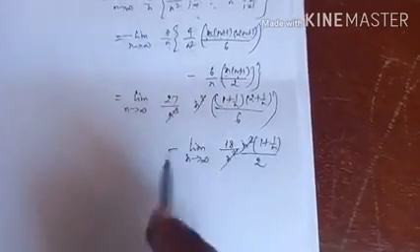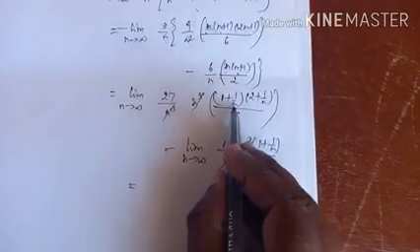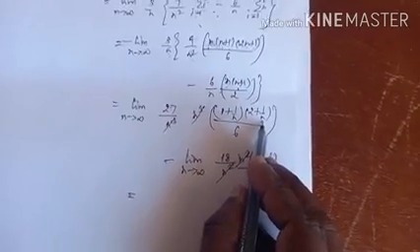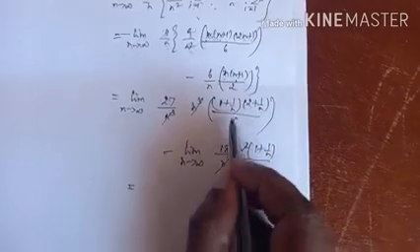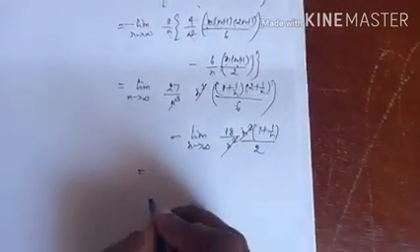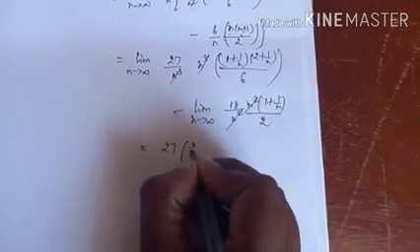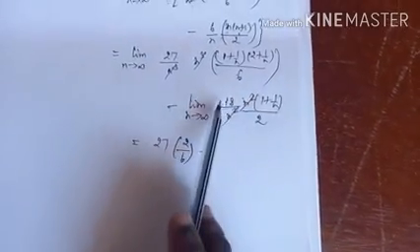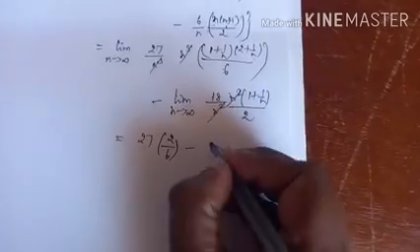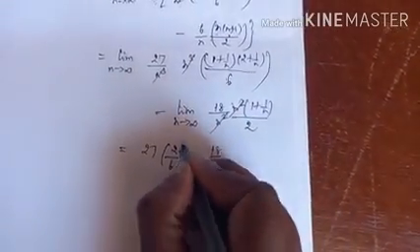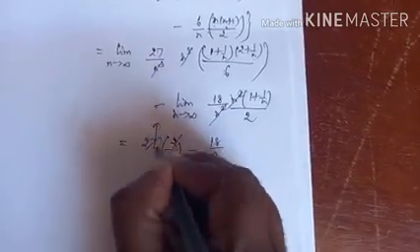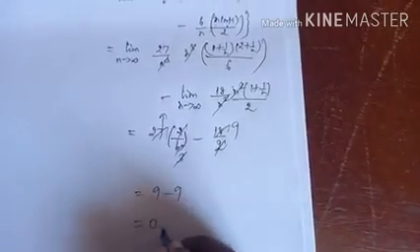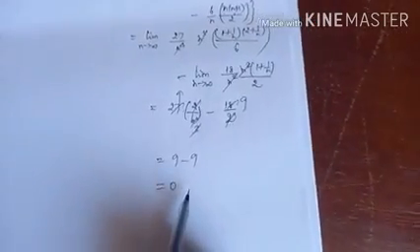Now 1 by infinity is 0. So 1 plus 0 is 1. Similarly, 2 plus 0 is 2. 1 into 2 is 2. It is 2 by 6 into 27, right? Similarly, when I substitute the infinity limit here, 1 by infinity is 0. It is 18 by 2. 2 3 times, 3 9 times, 2 9 times. So 9 minus 9, which is 0. The value of the integral is 0.